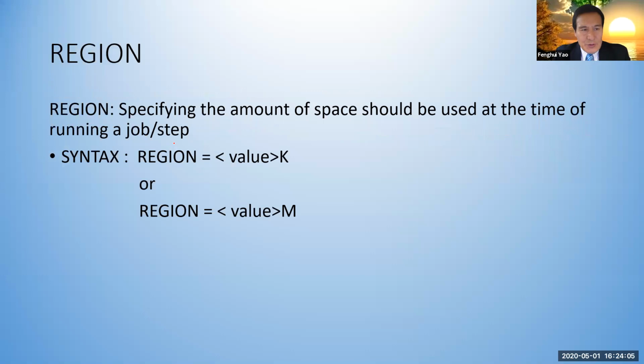And the next is the REGION parameter. The region parameter specifies the amount of space to be used at the time of running a job. The syntax is here: REGION equals value K, the unit being kilobytes, or value M, megabytes.